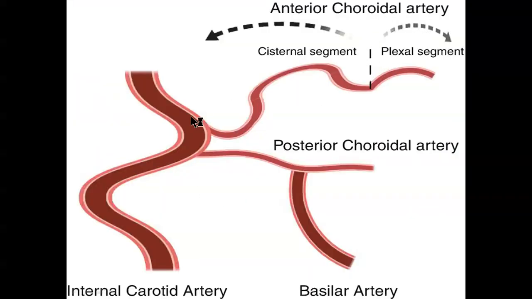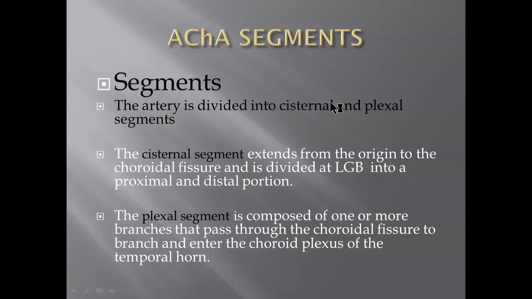Here we have the anterior choroidal artery, with its cisternal segment and plexal segment. The cisternal segment is over here, running till the choroidal fissure, and the plexal segment goes through the choroidal fissure to the choroid plexus of the lateral ventricle and the third ventricle. So the cisternal segment is till it reaches the choroidal fissure.